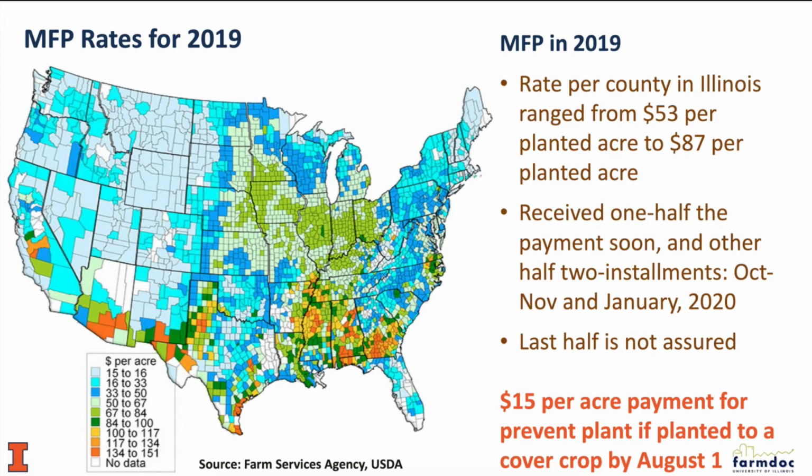Yeah, and again, the payment rates in Illinois ranged from $53, that happens to be Jo Daviess County, and $87, which happens to be Piatt County. Most counties in the central part of Illinois had somewhere above $75 per acre. So 80-ish is the number we're using for central Illinois. Again, you've received half of those payments.